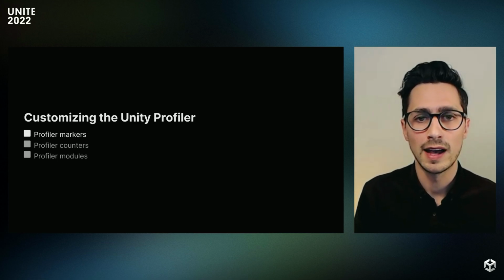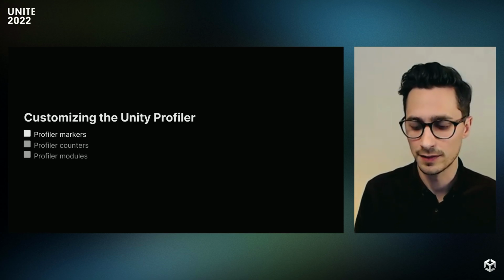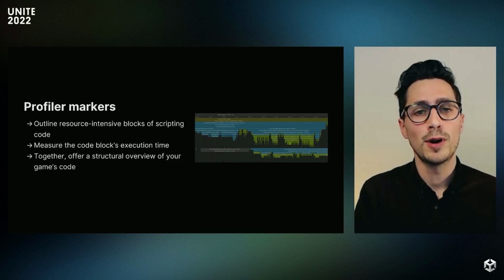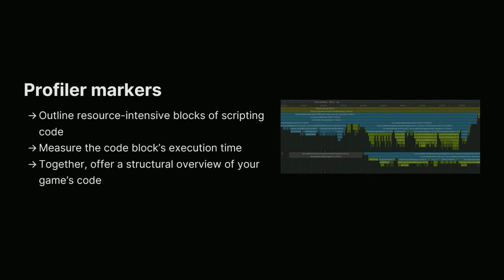So let's start by looking at profiler markers in the Unity Profiler. Profiler markers are used to outline resource-intensive blocks of scripting code. They will measure the code block's execution time, which can help you identify long-running tasks or bottlenecks. Markers are displayed in the profiler window's timeline and hierarchy views, and in combination with other markers, they offer a structural overview of your game's code, which you can see in the image of the timeline on the right here. This can all help you to understand where your execution time is being spent.